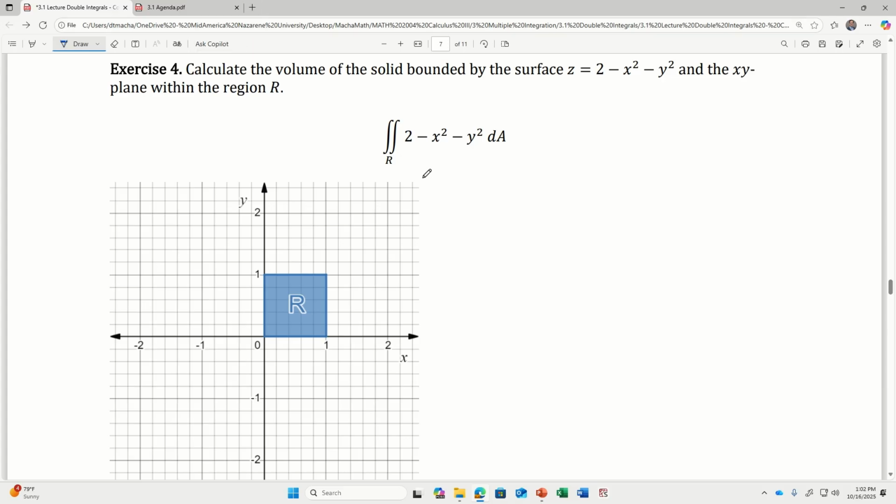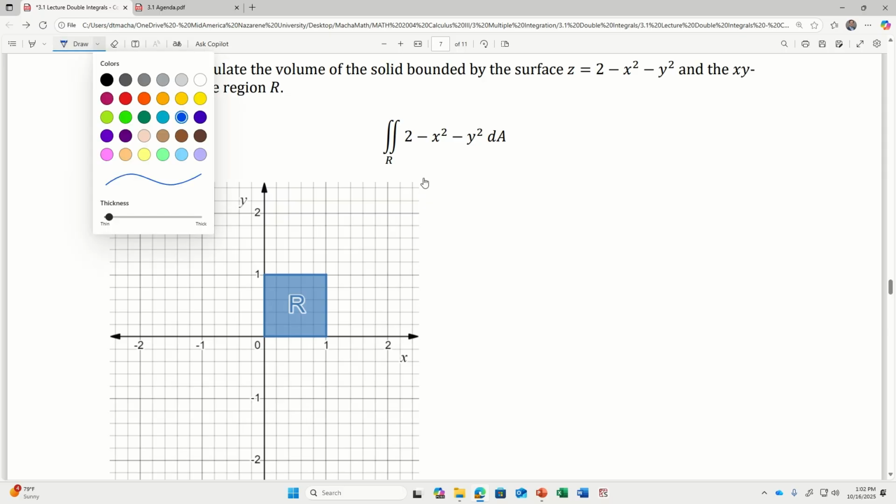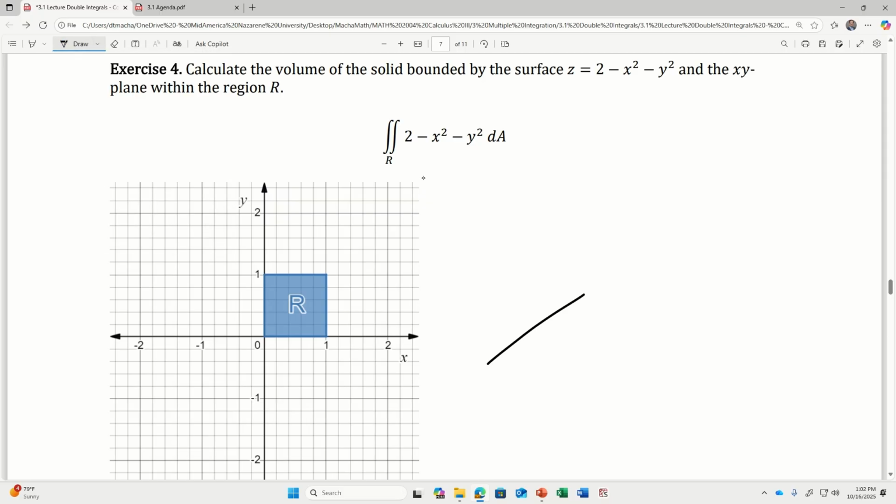it works. It's one of those things, I always say you have to have a really good imagination for this class because Dr. Maka does not draw.